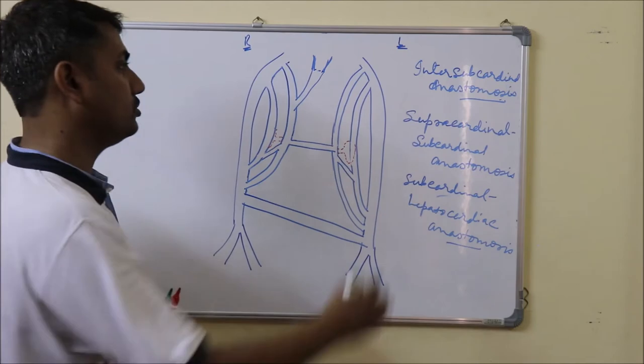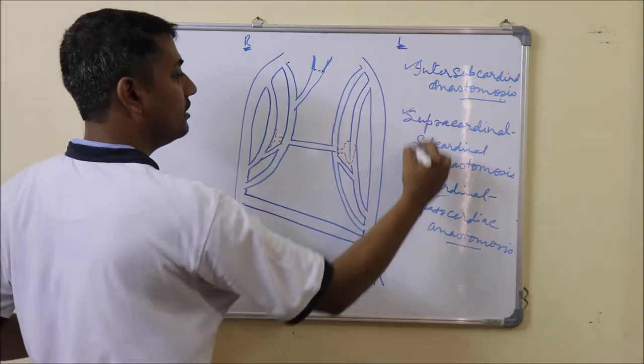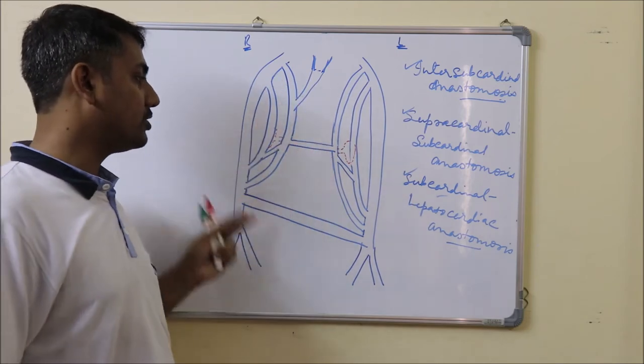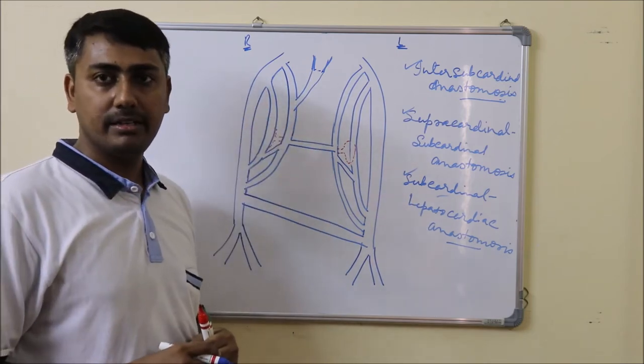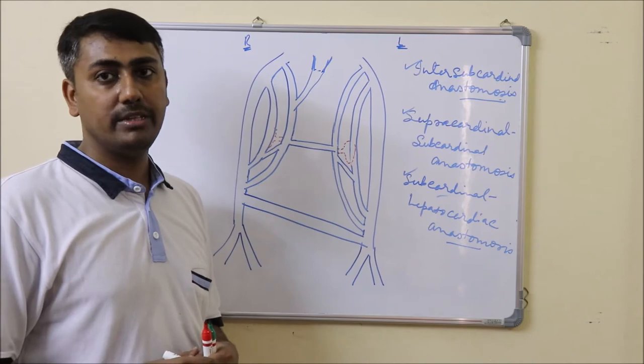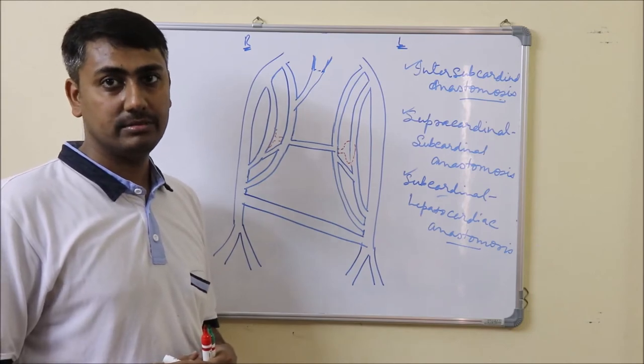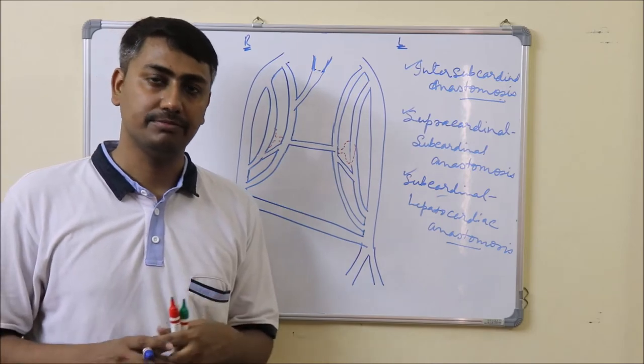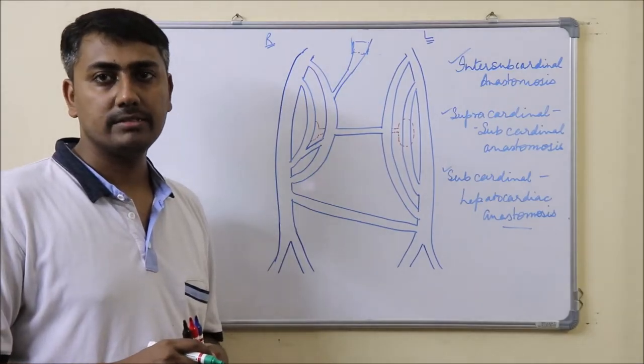So, three anastomoses have been developed. Now, some parts of these longitudinal venous channels will disappear and the remaining part will form the inferior vena cava. So, now let us see how this inferior vena cava will develop. The inferior vena cava is formed by six parts.